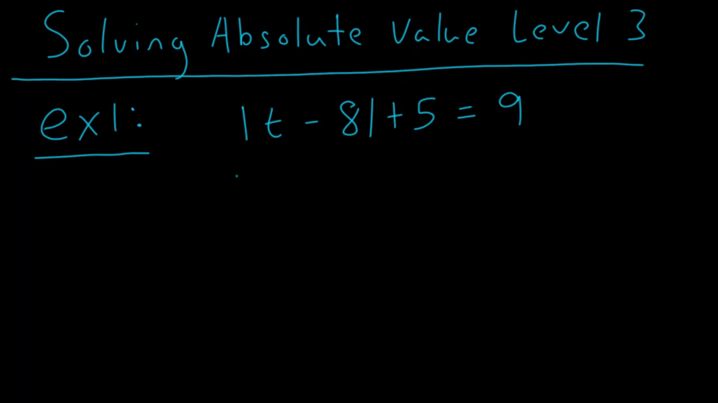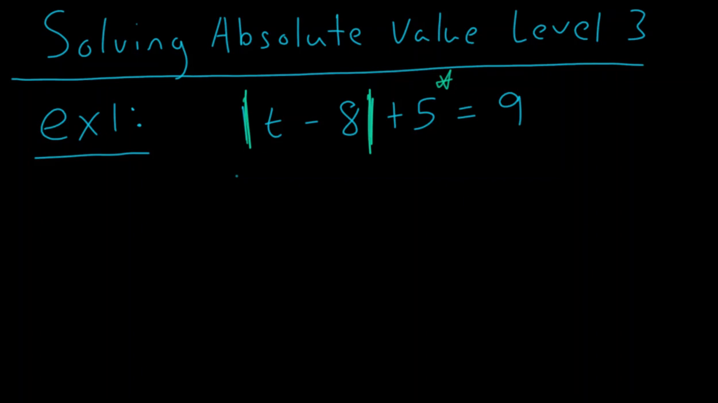Now, in our very first example, notice something. This is the first time that we're going to see it where the absolute value bars are not on their own. So notice here are my absolute value bars, and I see t minus 8 on the inside. However, there's this positive 5 that's on the left side of the equal sign with my absolute value bars. So in this case, what do you have to do? Well, we always have to get our absolute value bars by themselves before we can do the split.